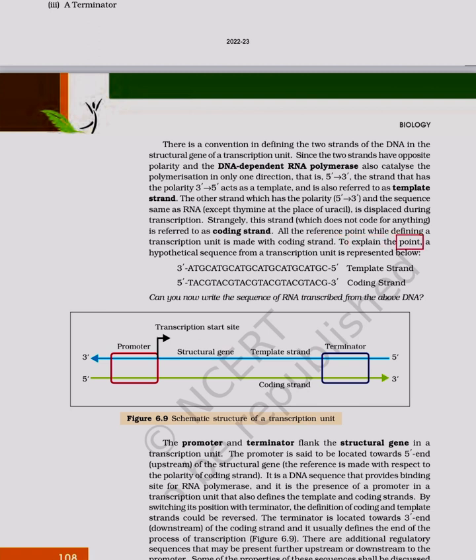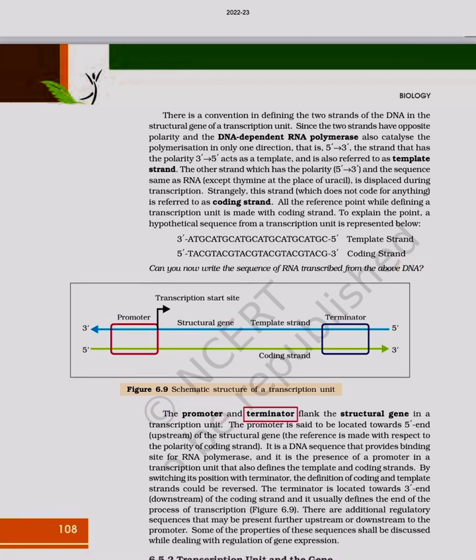To explain the point, a hypothetical sequence from a transcription unit is represented below. 3' ATGC 5' template strand. 5' TACG 3' coding strand. Can you now write the sequence of RNA transcribed from the above DNA?